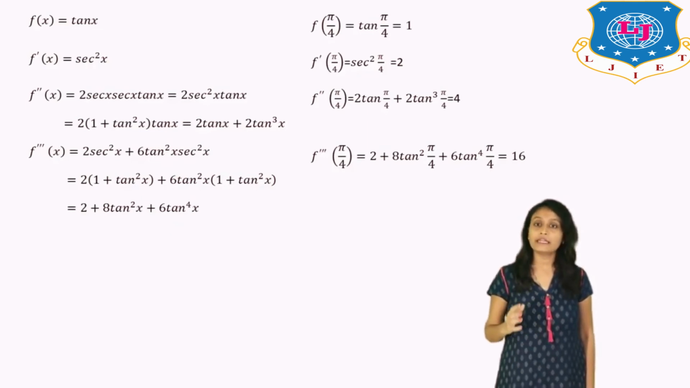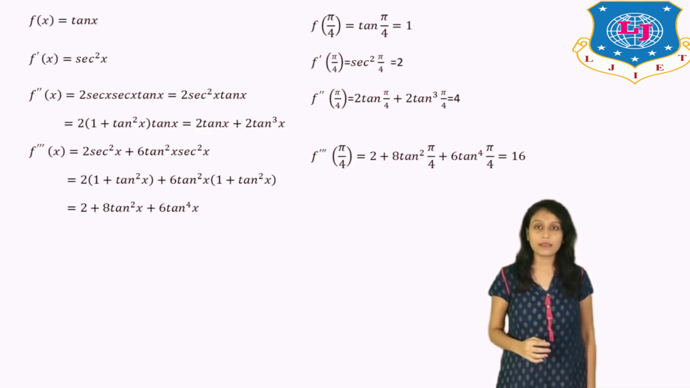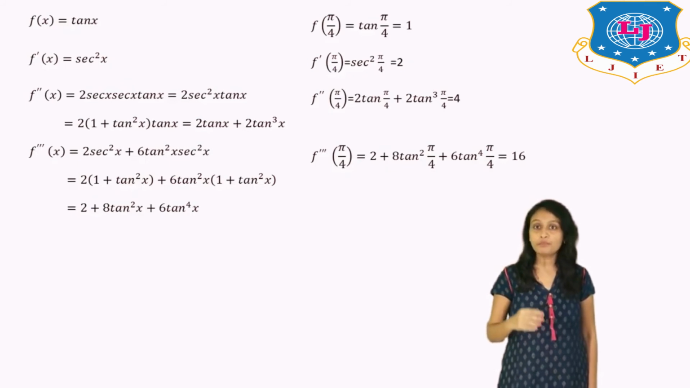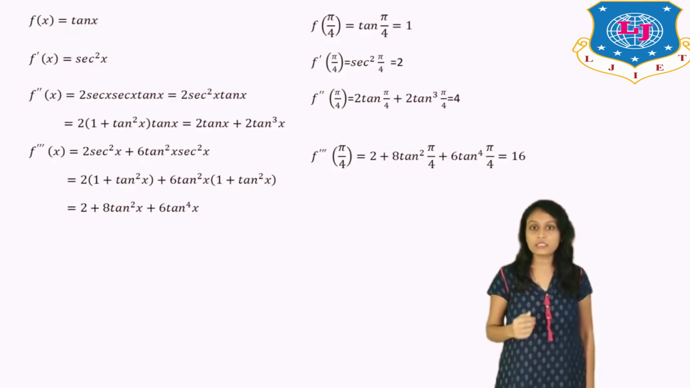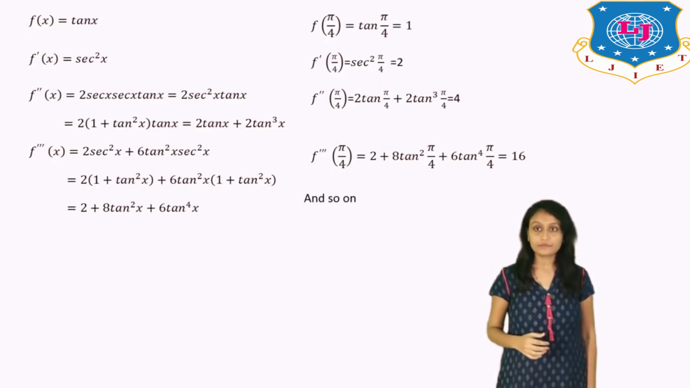Now our aim is to find the value at π/4. So firstly f(π/4), that is tan π/4, is 1. f'(π/4), so sec² π/4, that is 2. Then f''(π/4) is 4 and f'''(π/4) is 16. Okay, you know the value of tan π/4 is 1.